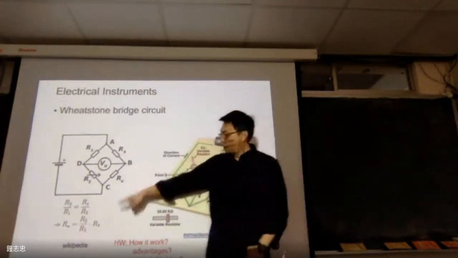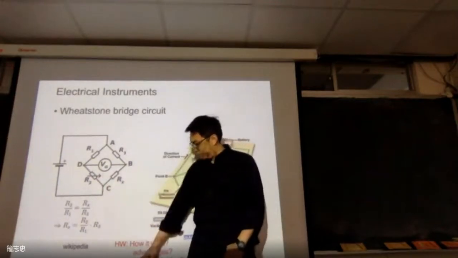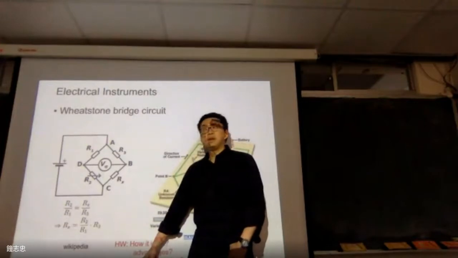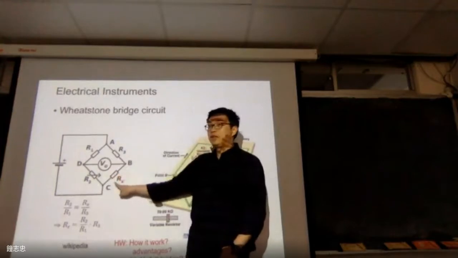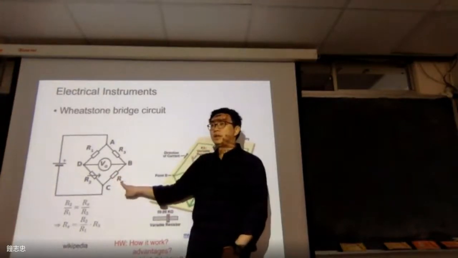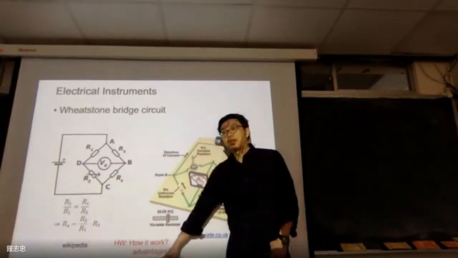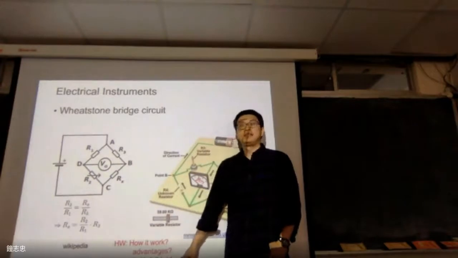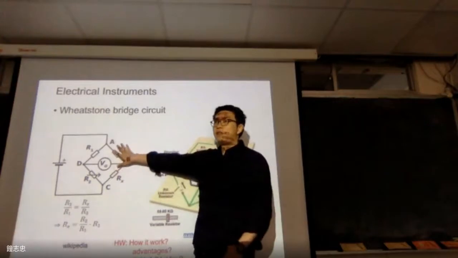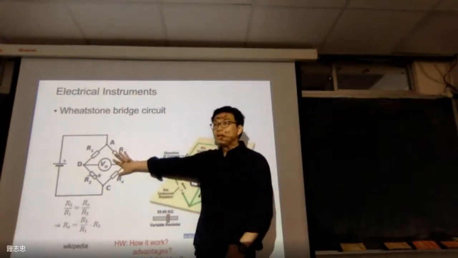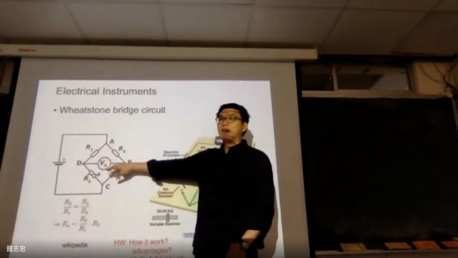So I just showed you the quarter type, the 1/4 type of the bridge, which means that only one of these electrical resistances is unknown. But if I use a half type and a full type, what is that? What does that mean? It means that maybe half of these resistors are unknown, and also all of these resistors are unknown. But how can it work?